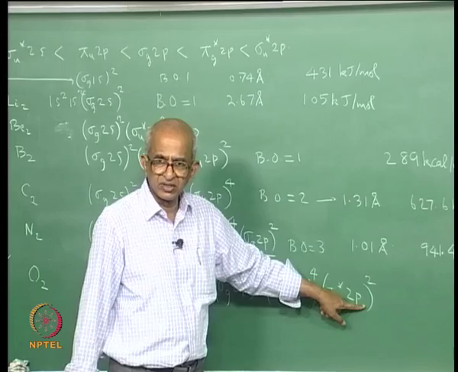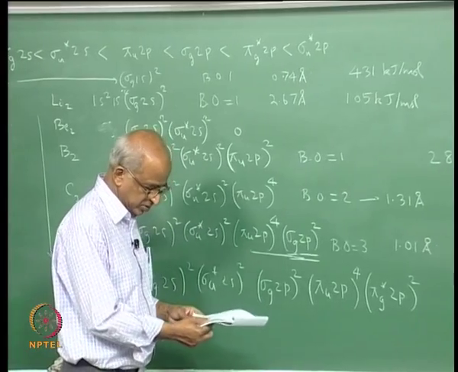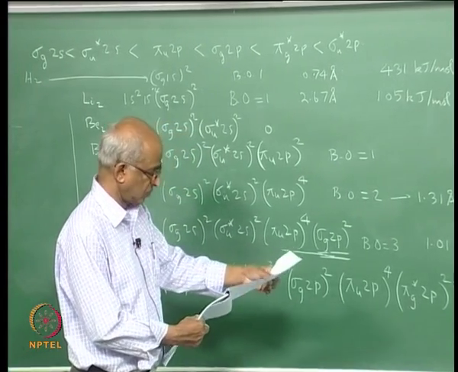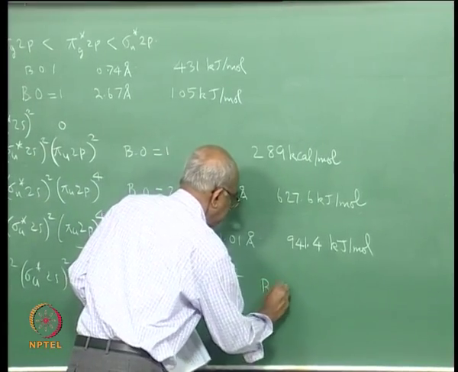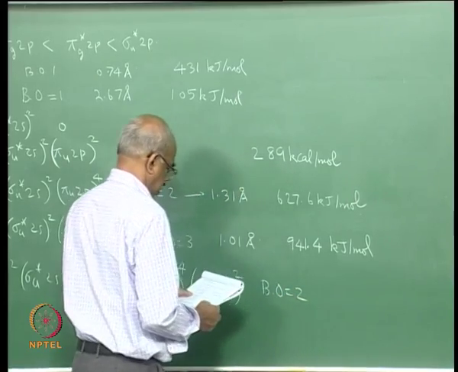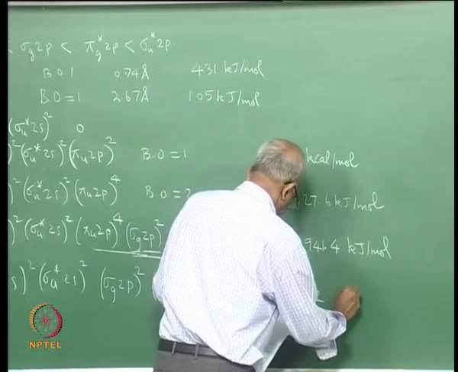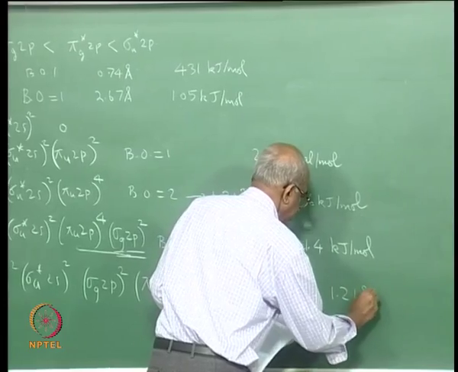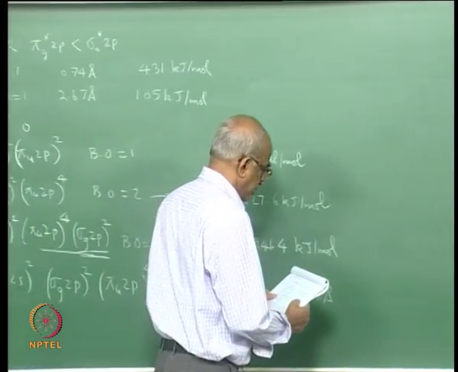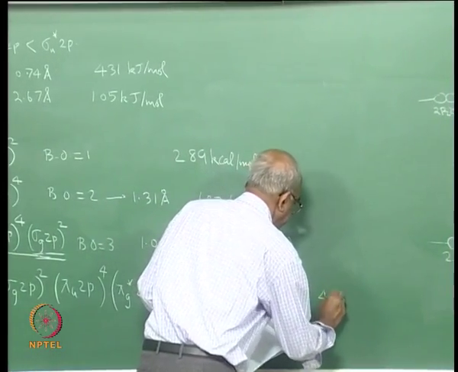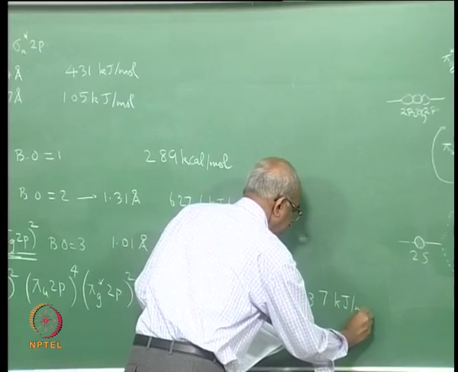there are 2 unpaired electrons in the case of the oxygen molecule, which again is in agreement with experiment. Oxygen molecule has a bond order of 2, and bond length is 1.21 angstroms. It is predicted to be a double bond, because if you calculate the bond order, you get 2, and the bond energy is 493.7 kilojoules per mole.